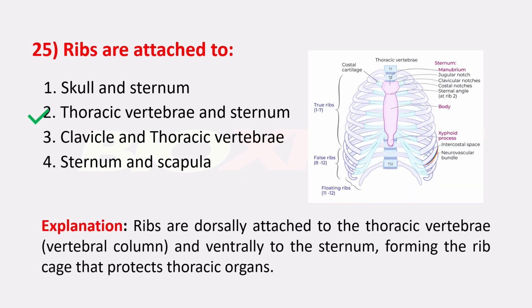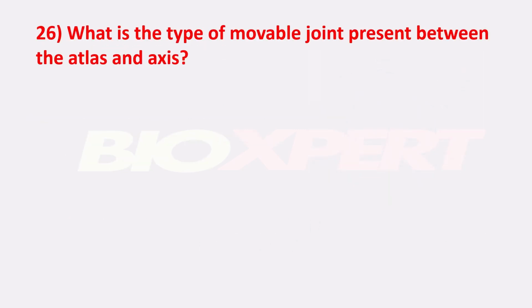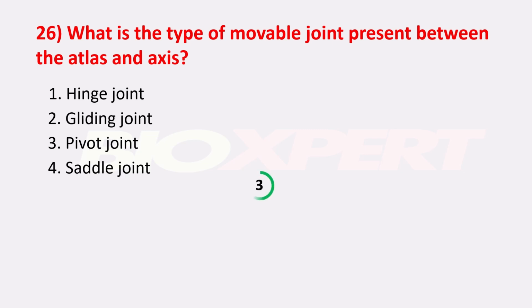Ribs are attached to thoracic vertebrae and sternum. Ribs are dorsally attached to the thoracic vertebrae and ventrally to the sternum, forming the rib cage that protects thoracic organs. What is the type of movable joint present between the atlas and axis?